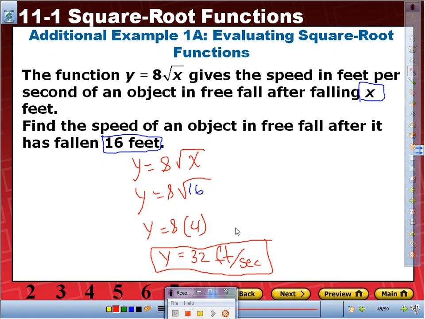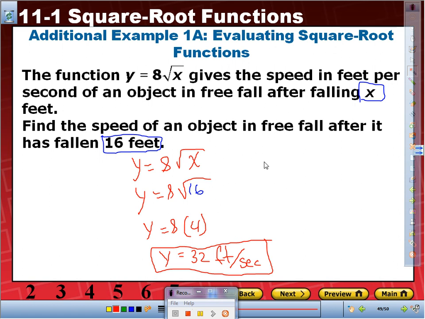Pretty simple? Excuse me, graphing? No, there's not. Yes, there is. All right, here we go. So on this one, we only evaluated, so that means we only substituted a value in there. Is that correct? Okay. So that's one type of example that you're going to see.